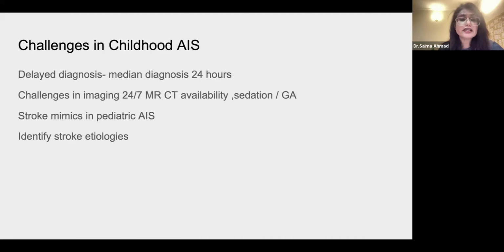Delayed diagnosis is one of the problems, which is not seen in adults. The mean diagnosis time is about 24 hours. There are also challenges in the imaging, because MRI is the preferred modality rather than CT in the childhood acute ischemic stroke population, because stroke mimics are very, very common in childhood. About 50% of the suspected strokes are due to mimics. There is obviously a problem in the 24/7 availability of MR, and there are bottlenecks regarding sedation and GA. Also, we have to identify the stroke etiology as well.